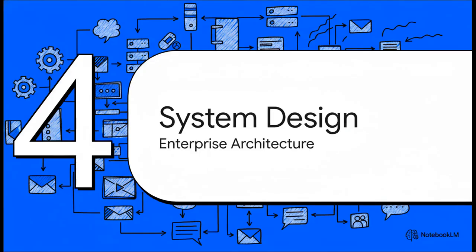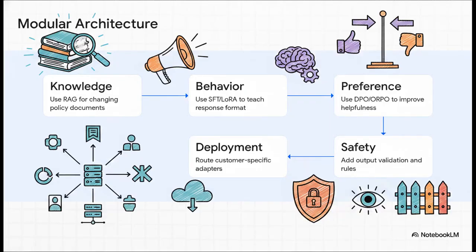All right, Section 4, Enterprise System Design, Building the Architecture. Now we hit the whiteboard. Your task? Build an enterprise customer support assistant that handles multiple clients without hallucinating. Let's see how a senior engineer actually maps this out. A winning candidate doesn't just throw a giant prompt at an LLM. No way. They break it down into modular layers.